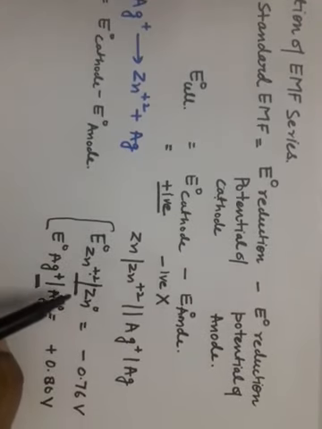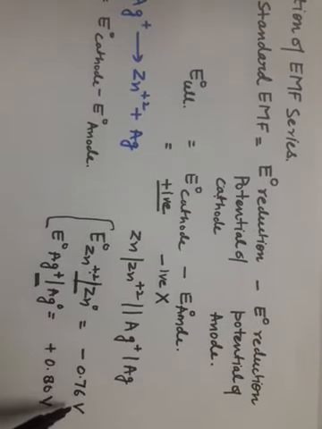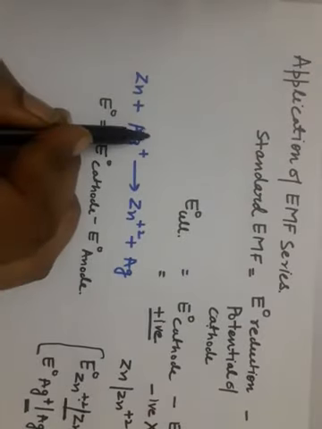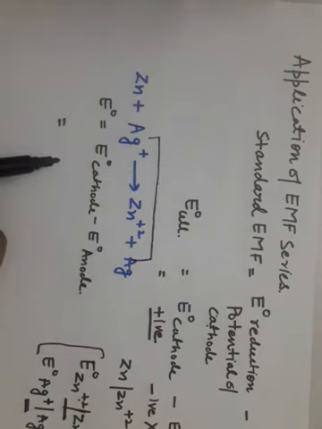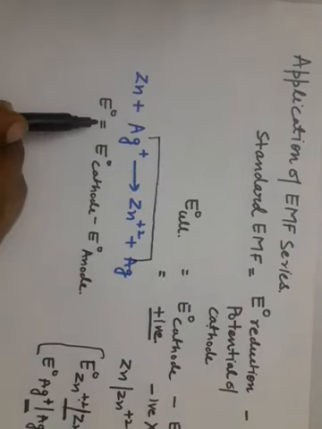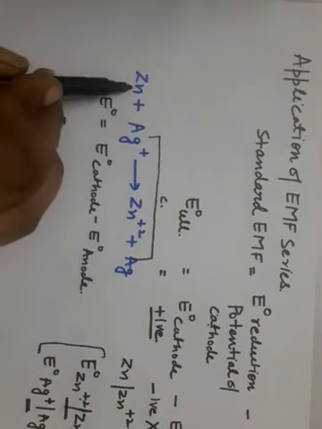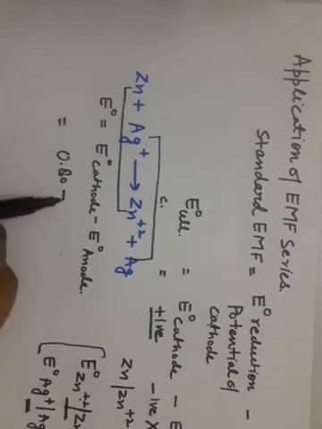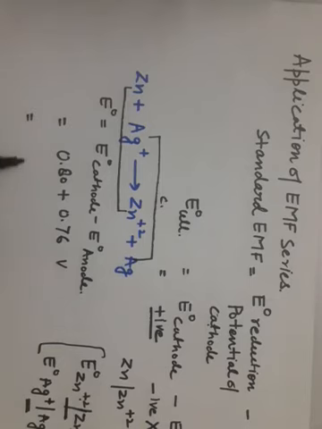See, reduction potential of the zinc is minus 0.76 volt and reduction potential of silver is plus 0.80 volt. So place the value here. Silver is acting as a cathode, because the reduction is taking place in the case of silver, and in the case of zinc oxidation takes place, so it is an anode. So place the value, cathode minus anode. The answer comes out to be positive.